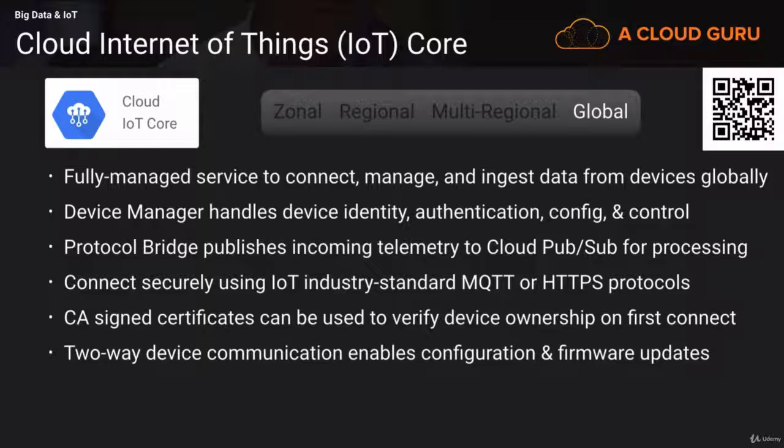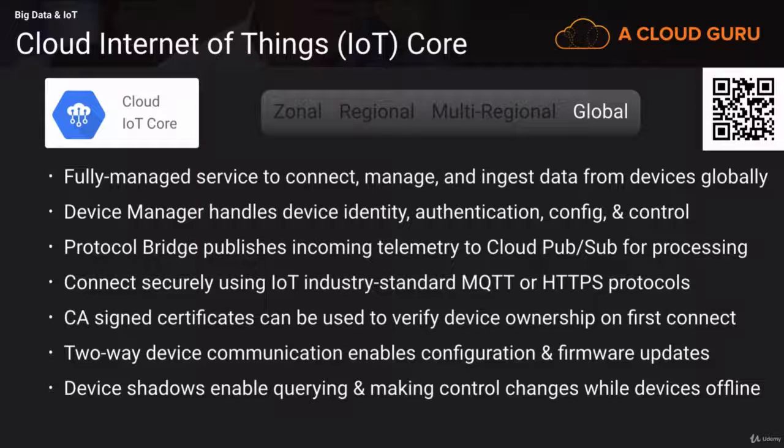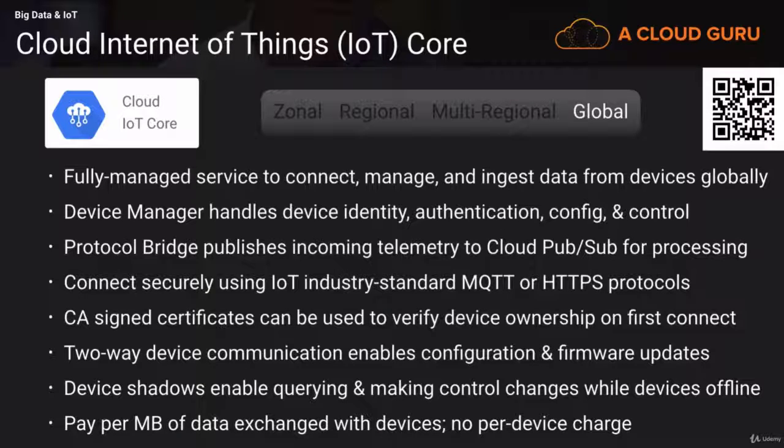So since IoT Core has two-way device communication, that means you can update the devices with new configuration or firmware. And the service has a way for you to do this even when the devices are offline. You can query for information about the devices based on their last seen information and make control changes that'll be applied when they come back online. Now, there's no per device charge for this service. You just pay based on how much data you exchange with the different devices.